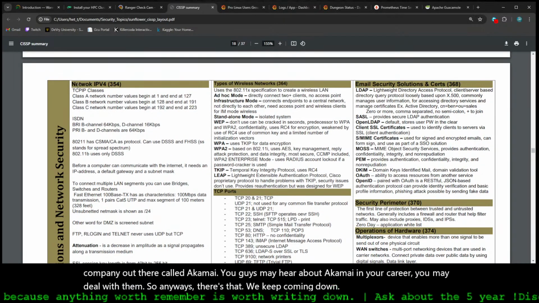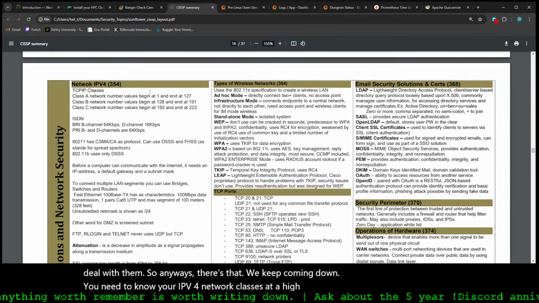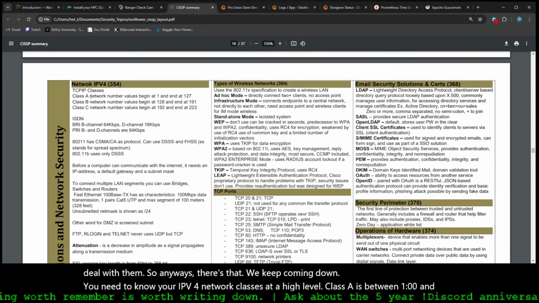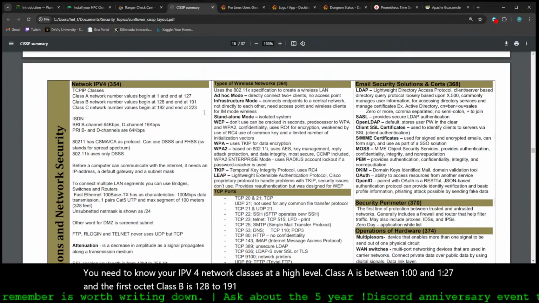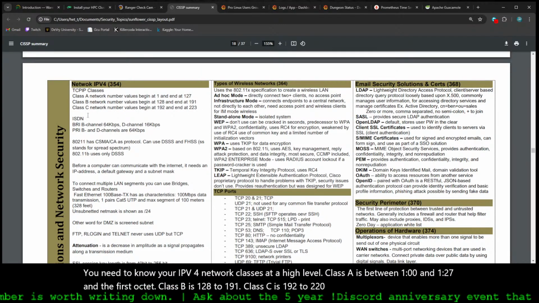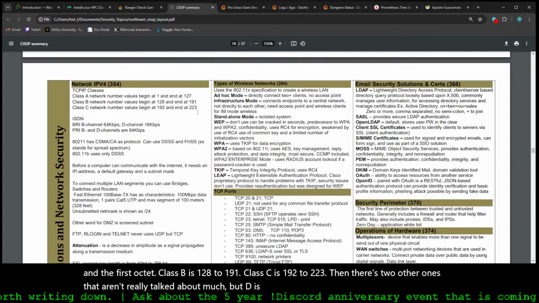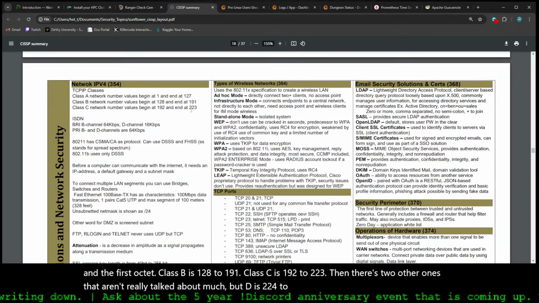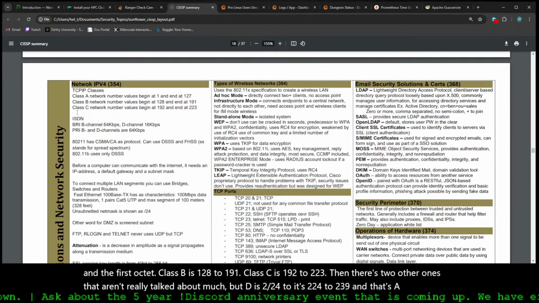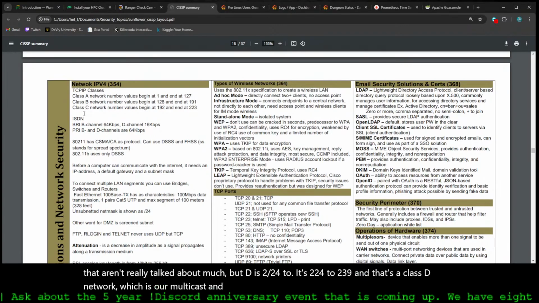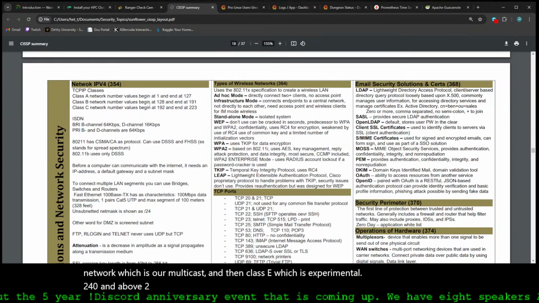You need to know your IPv4 network classes at a high level. Class A is between 1 and 127 in the first octet. Class B is 128 to 191. Class C is 192 to 223. Then there's two other ones that aren't really talked about much, but D is 224 to 239, and that's a Class D network, which is our multicast. And then Class E, which is experimental, is 240 and above. 240 in the first octet and above.